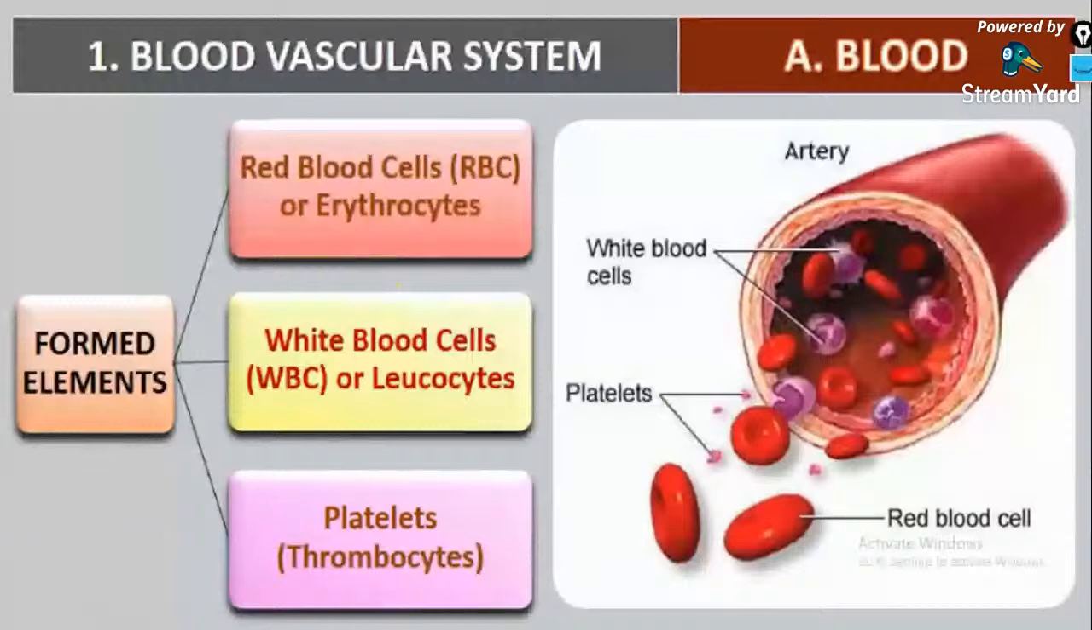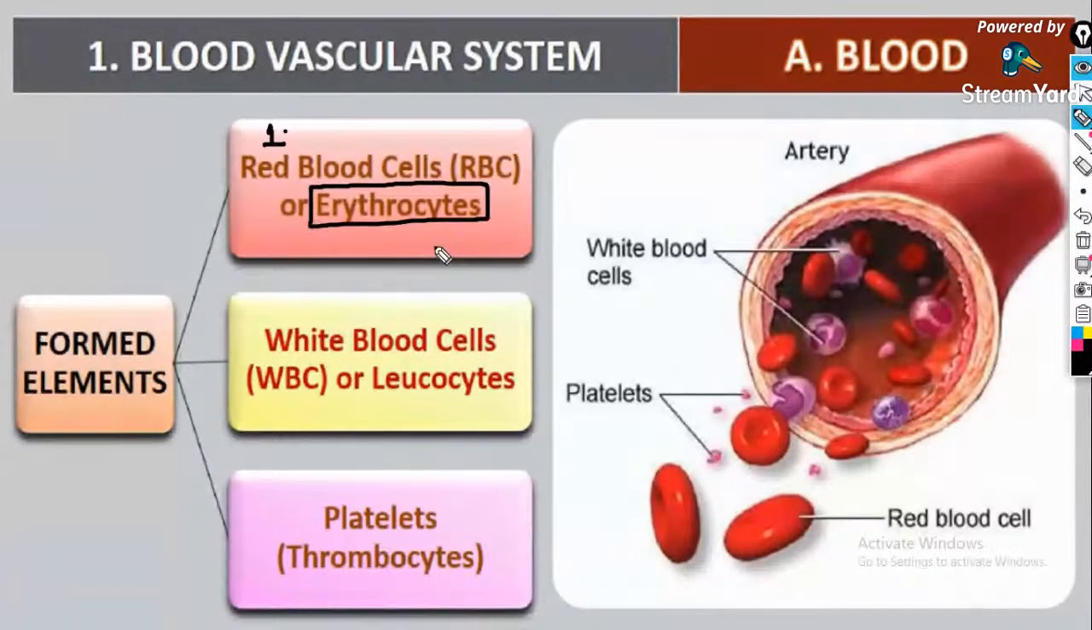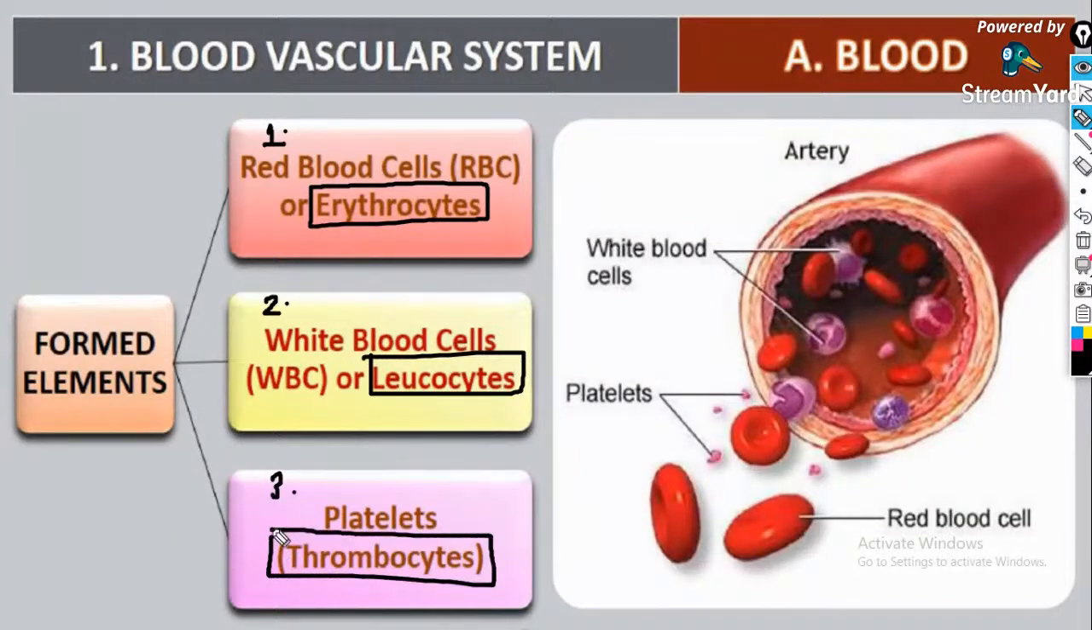Next is the formed elements. So the first one is red blood cells or erythrocytes. Definitely the NEET MCQs will come from this option. RBC, also called erythrocytes. WBC, the second one, also known as leukocytes. Third one, platelets, also known as thrombocytes. Platelets, thrombocytes, WBC, white blood corpuscles, leukocytes, and red blood corpuscles, erythrocytes.